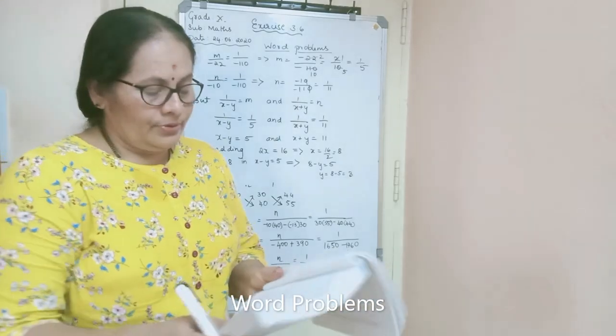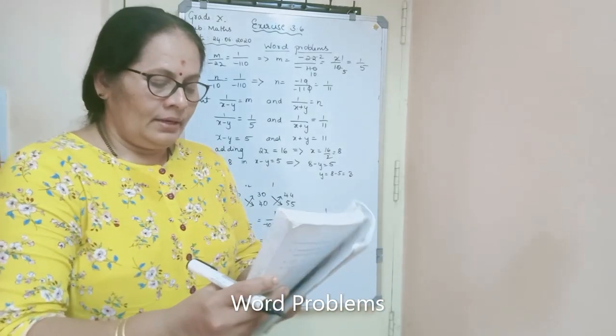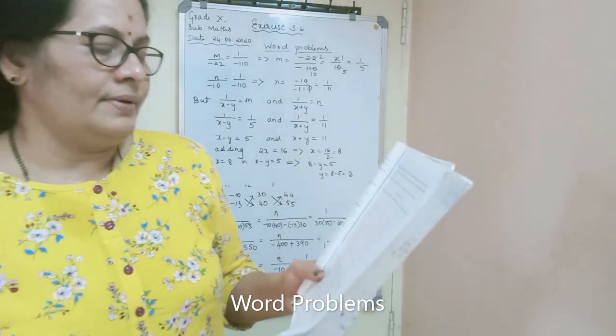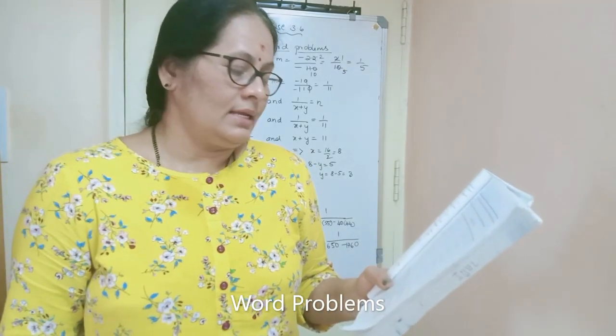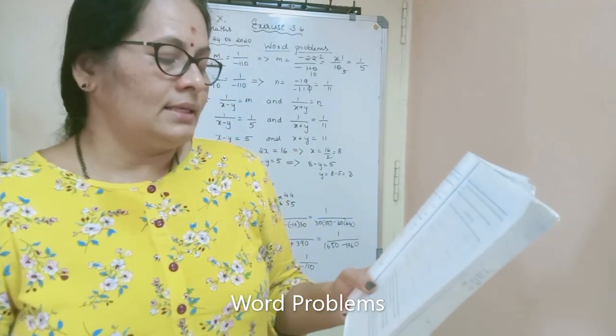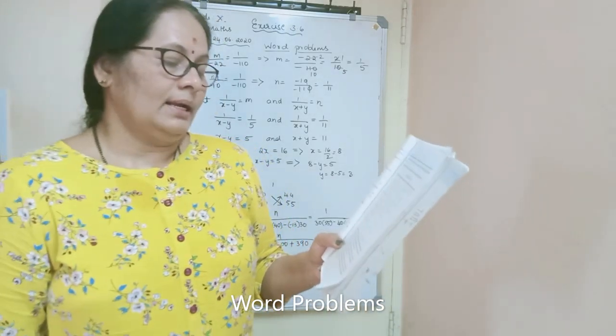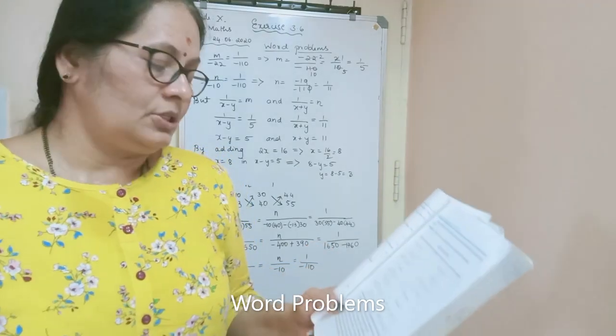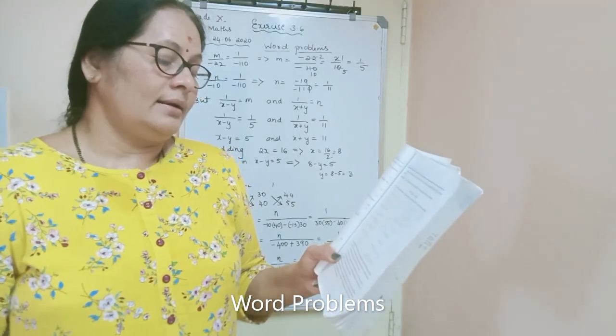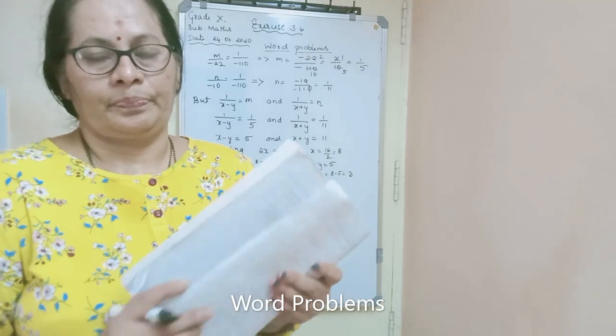Okay, now we move to the second question. 2 women and 5 men can together finish an embroidery work in 4 days, while 3 women and 6 men can finish it in 3 days. Find the time taken by one woman alone to finish the work and also that taken by one man alone.